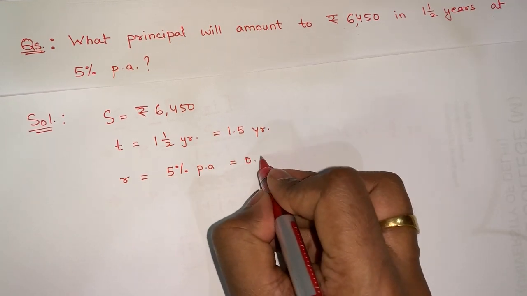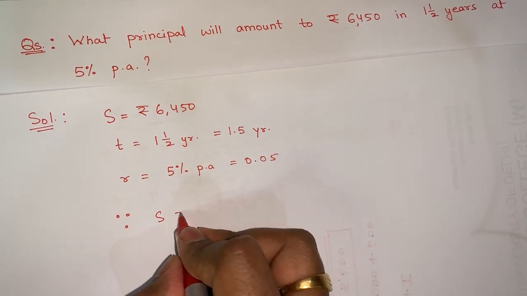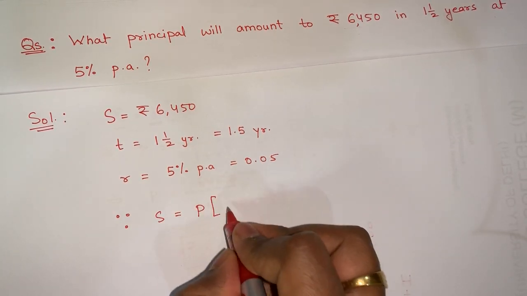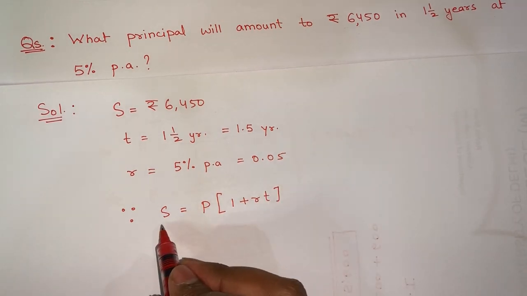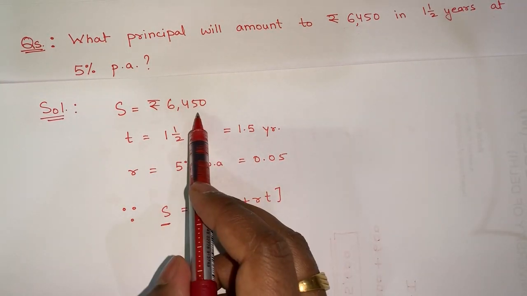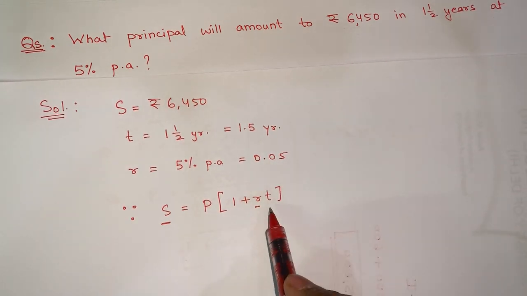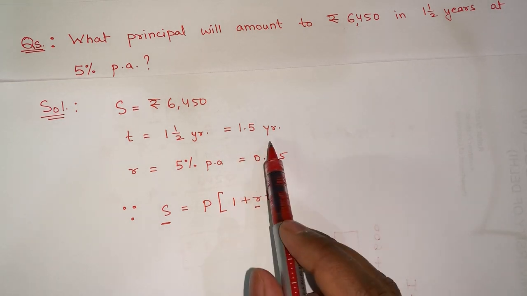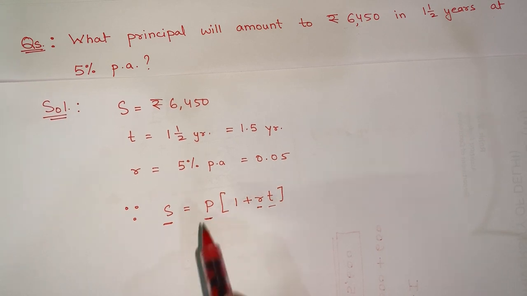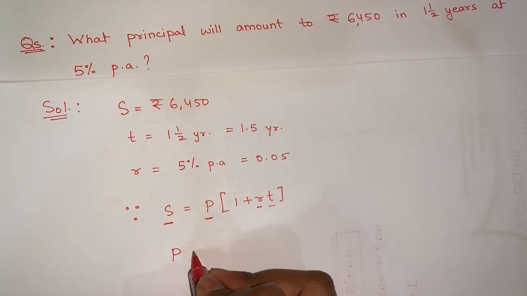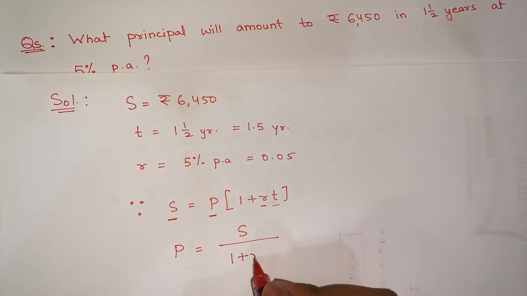which is 0.05. Now, since amount is equals to principal 1 plus RT, now we know what is the value of amount, which is 6,450. We now know the value of rate of interest, which is 5%. We know the time period, which is 1.5 year. So since we know all these three values, we can find the fourth missing value, which is principal. So we can rewrite this formula as principal is equals to amount divided by 1 plus RT.